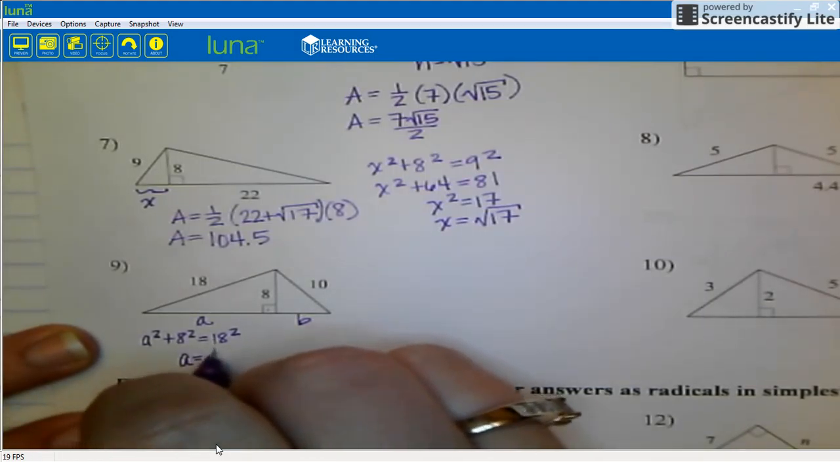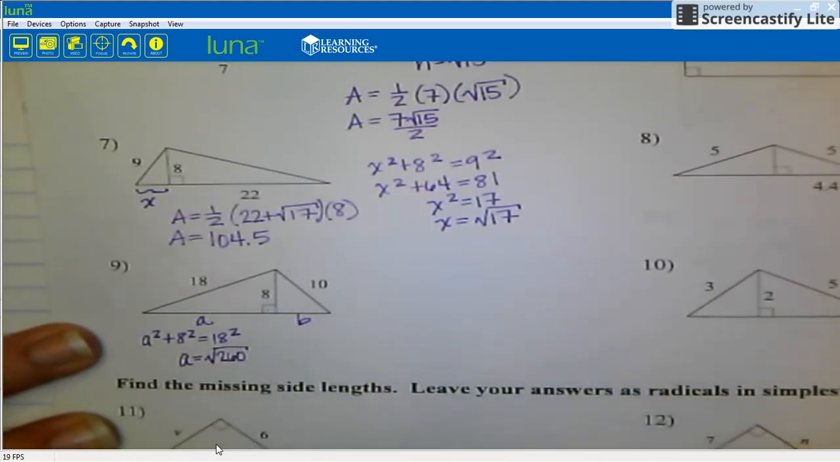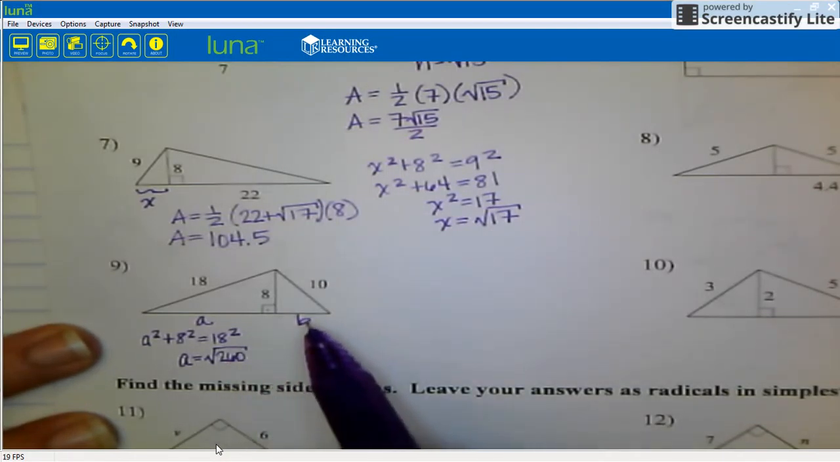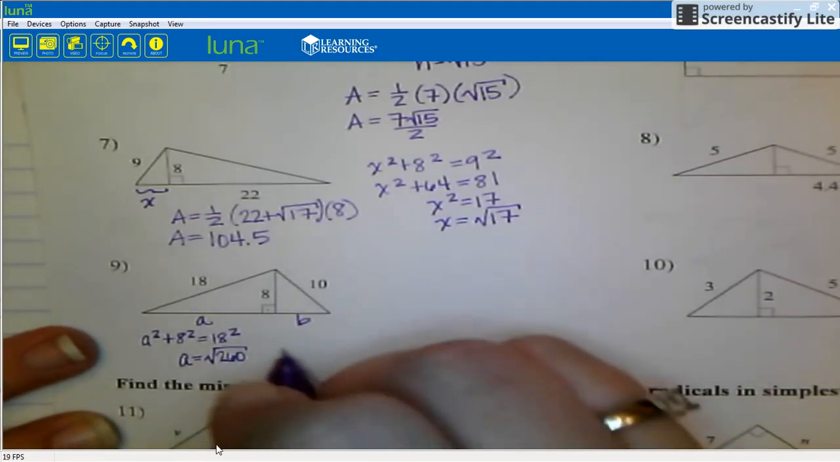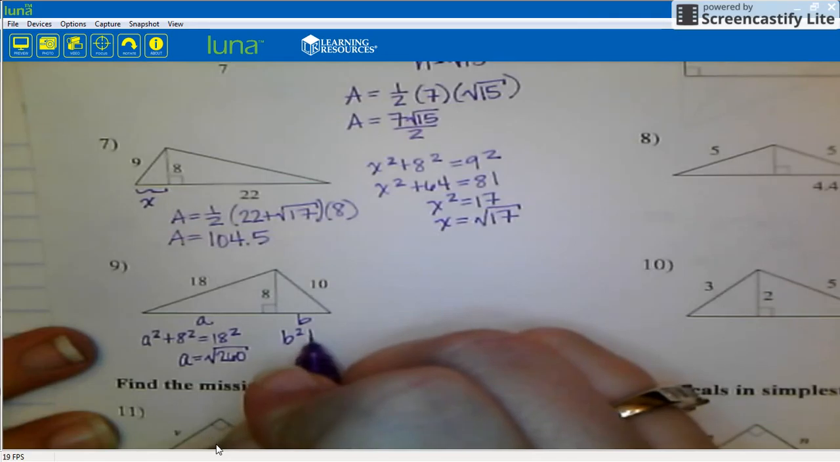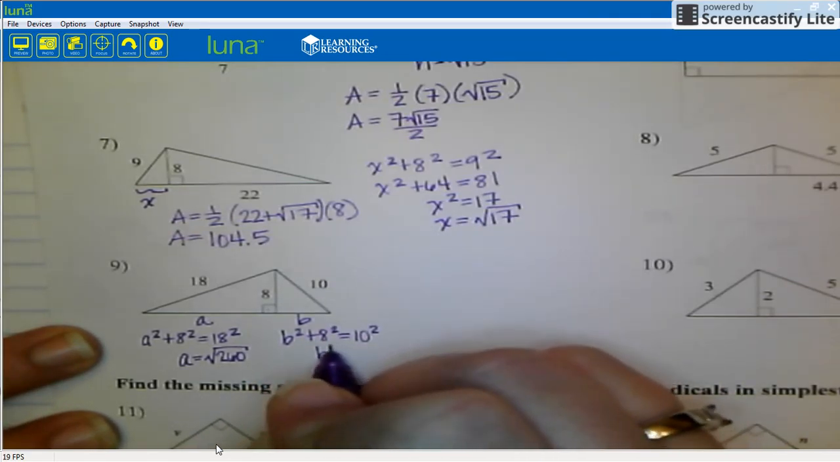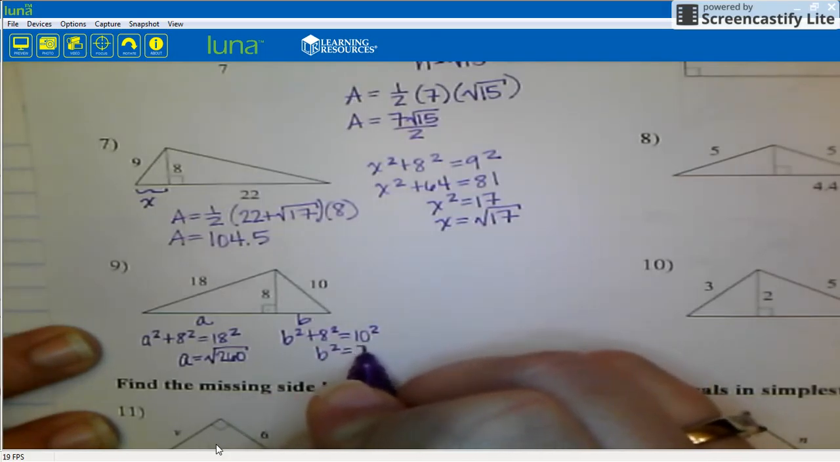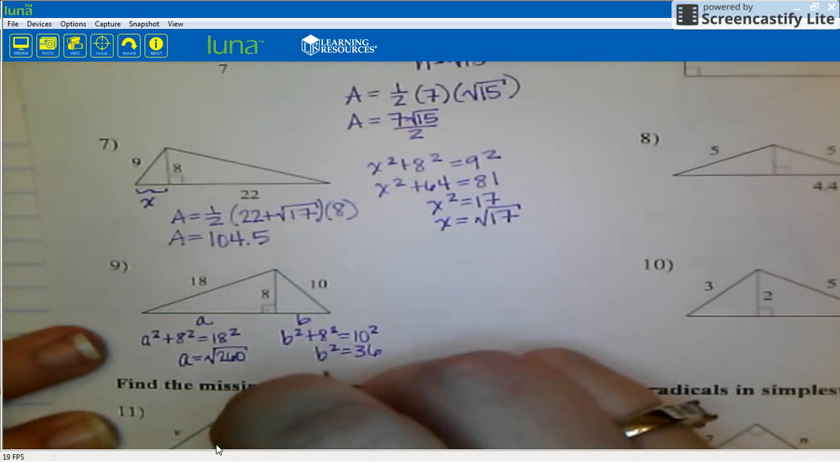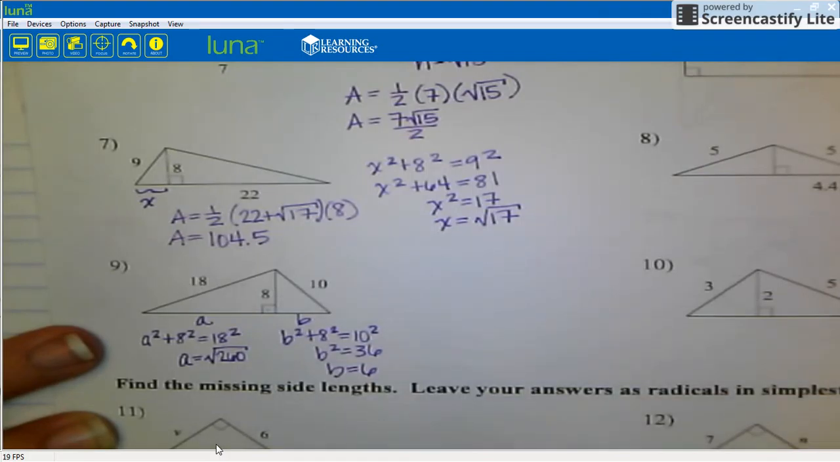So A will be the square root of 260. And then for B, if you know your Pythagorean triples, then I know that B is equal to 6. But if you don't know your Pythagorean triples, then you'll have B squared plus 8 squared equals 10 squared. So you'll have B squared is equal to 100 minus 64, which is 36. And when I take the square root of both sides, I get 6.